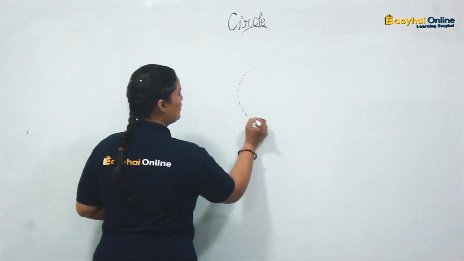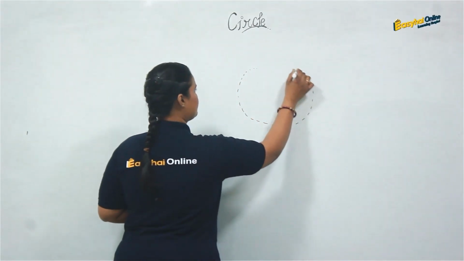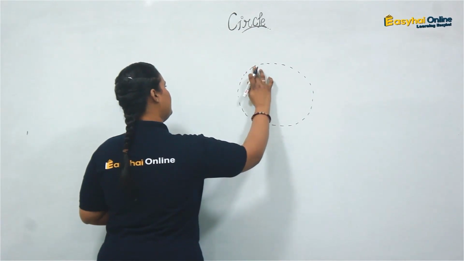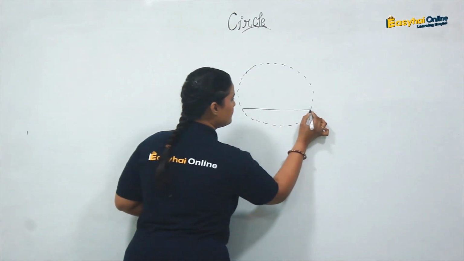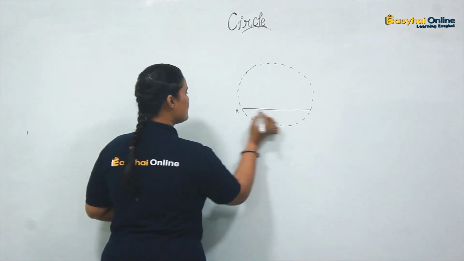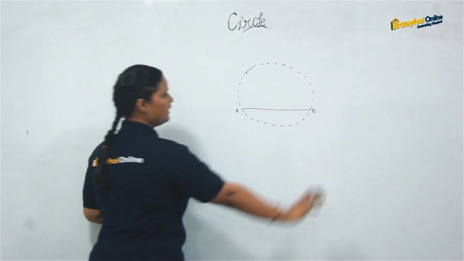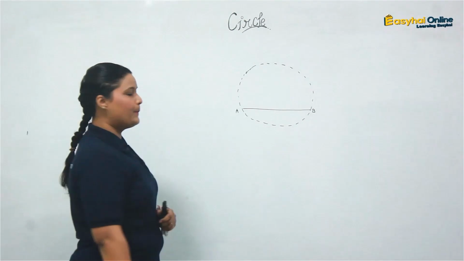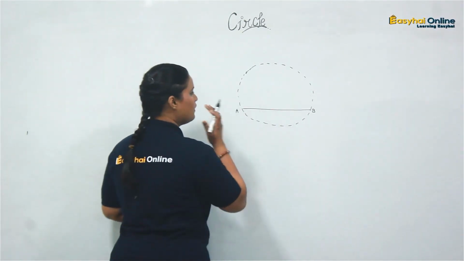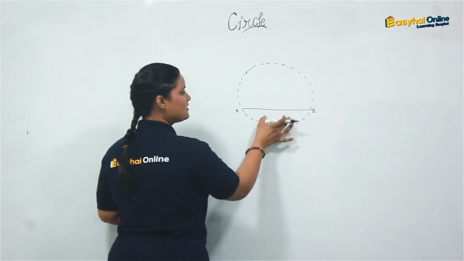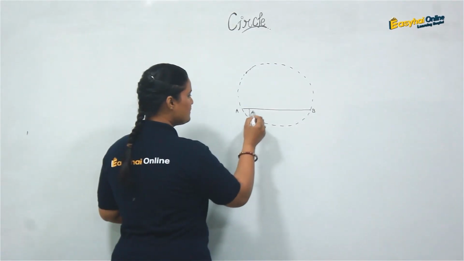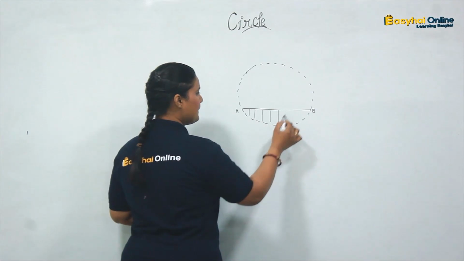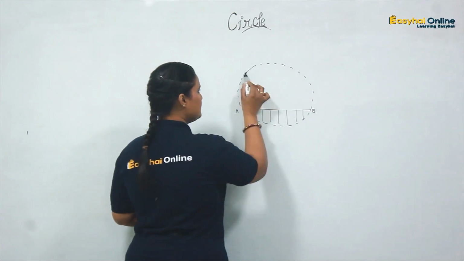If I draw a circle and there is a chord AB. This is my chord AB. Is it clear? Now, it divides the circle in two parts. Can you see? This is one part and this is the other part.